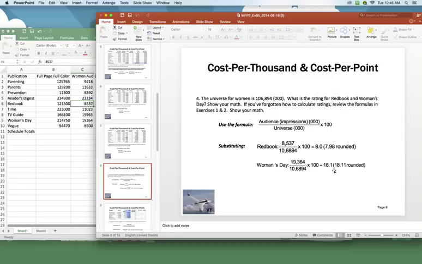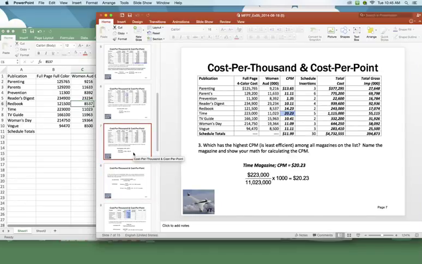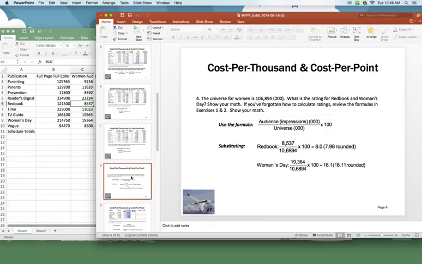That makes it pretty easy in terms of calculating that, and Women's Day in this case will have the best ratings. Looking at it, Women's Day is probably one of the best bang for your buck in terms of the audience and full page color ad. Now, it doesn't hold a candle to Prevention, but again, our rating at 18.1 is pretty good.